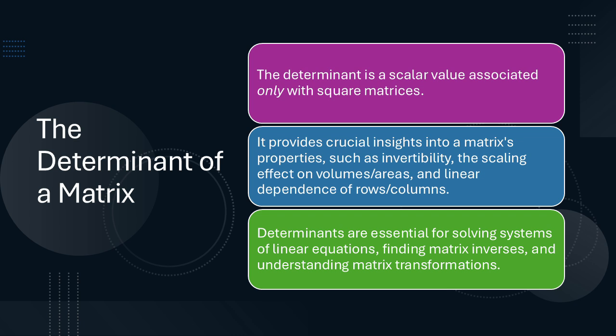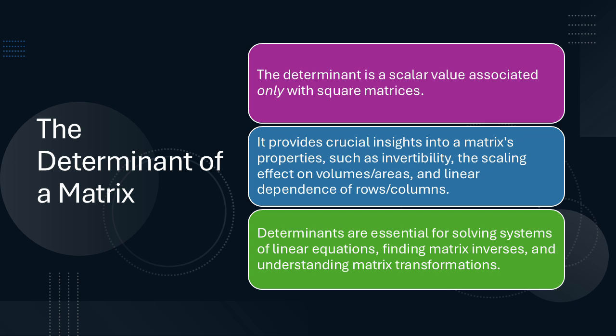Exactly. And let's not forget about their role in understanding transformations. Remember how we talked about determinants representing the scaling factor of a transformation? Well, they can also tell us whether a transformation preserves orientation or flips it. So a positive determinant means the transformation is like a mirror image, reversing the orientation. It's fascinating how this single number can capture so much geometric information.